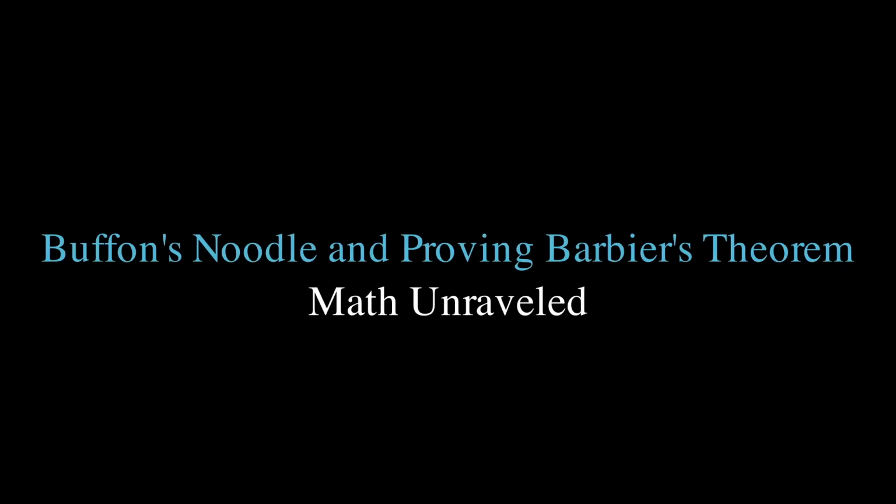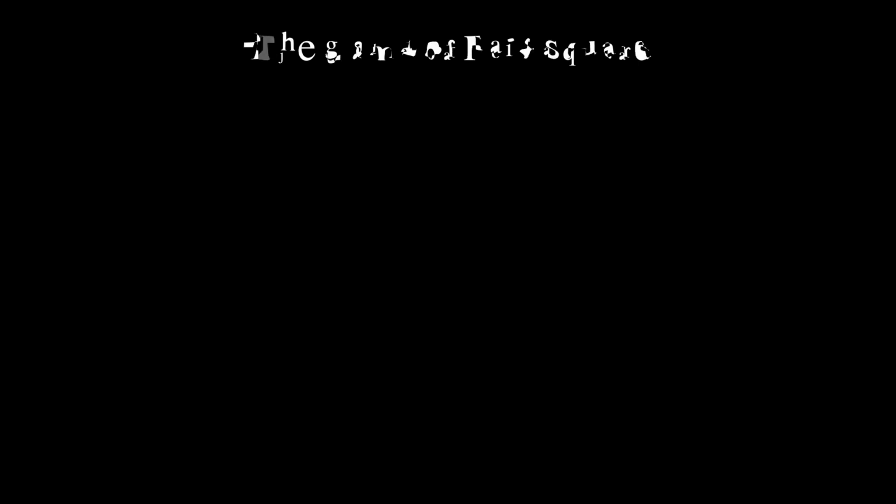Buffon's needle is one of the first and most famous problems in geometric probability. The problem was first introduced in 1777 by a French mathematician, Comte de Buffon, and the idea was supposedly inspired by a popular French gambling game, which translates to the game of fair square.